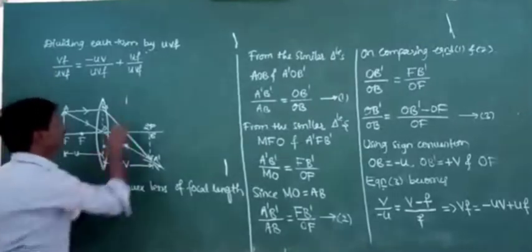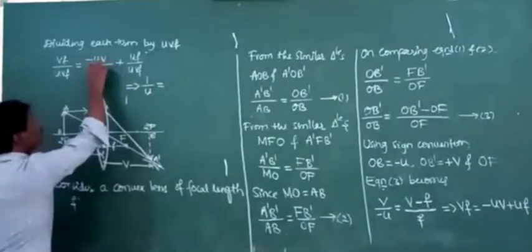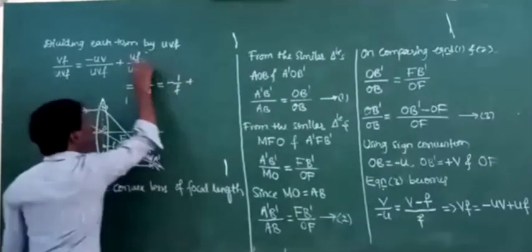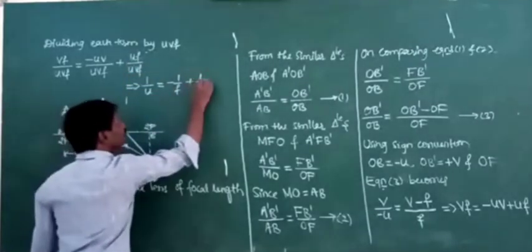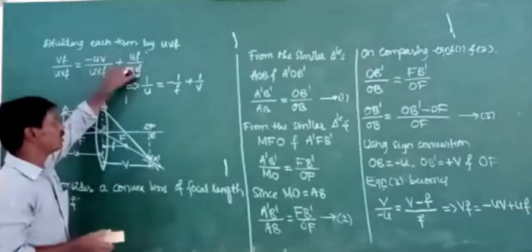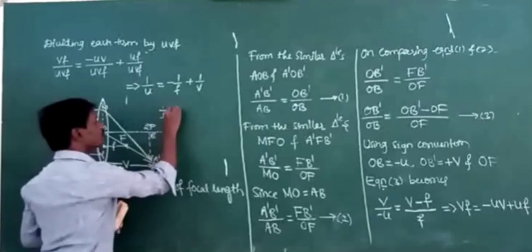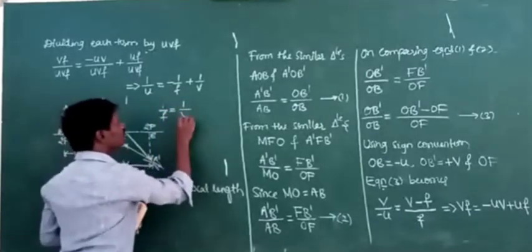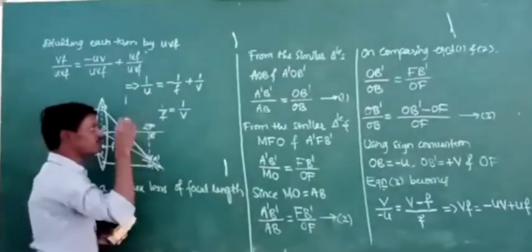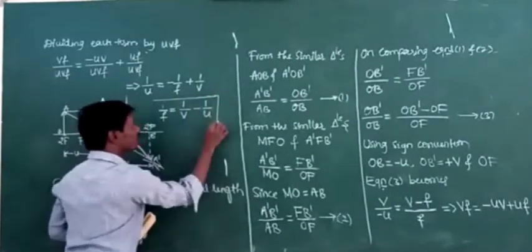What is left now? Here 1 by U is left. That is 1 by U is equal to, here UV cancelled means minus 1 by F is left, then plus, here UF cancelled, 1 by V is left. But what do we require now? I will take minus 1 by F to the left hand side and 1 by U to the right hand side. Minus 1 by F becomes plus 1 by F, equal to 1 by V, already 1 by V is positive, plus 1 by V. I will take 1 by U to the right hand side, then it becomes minus 1 by U. So it is the lens formula.